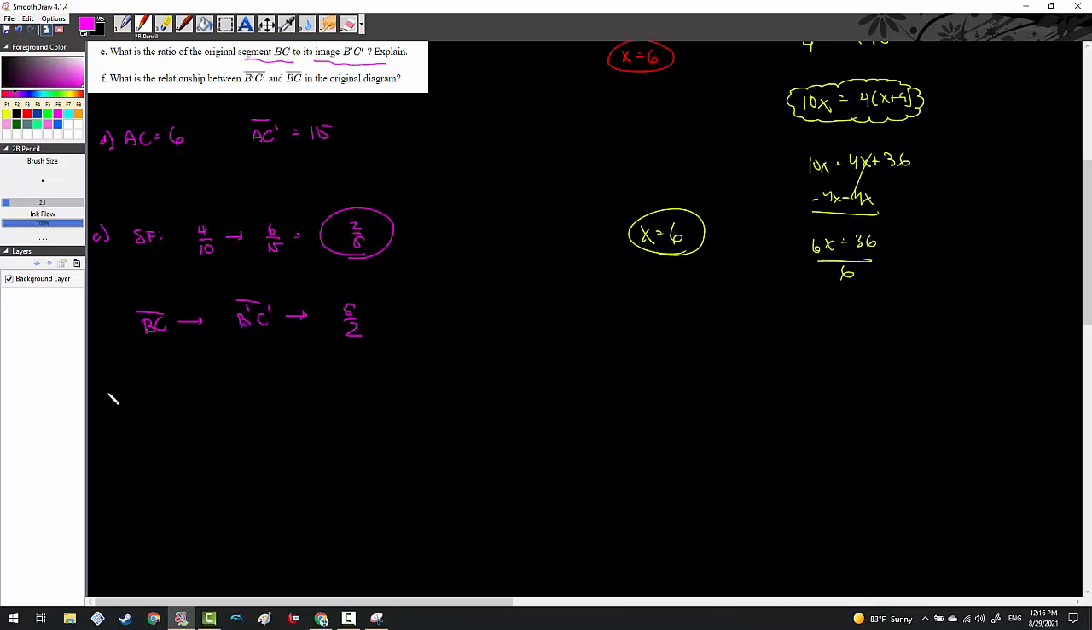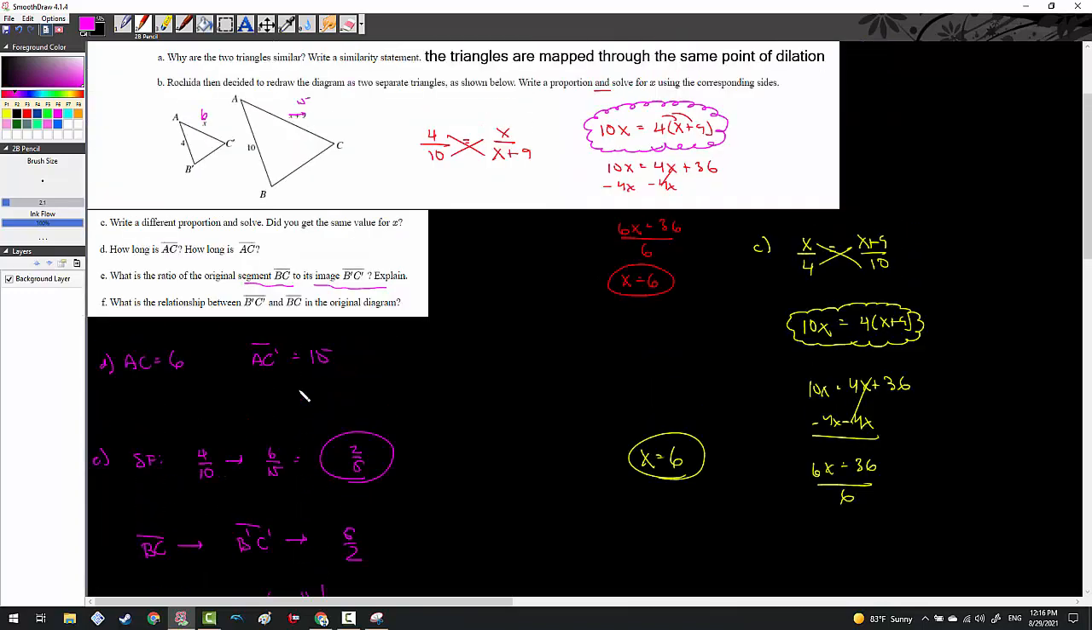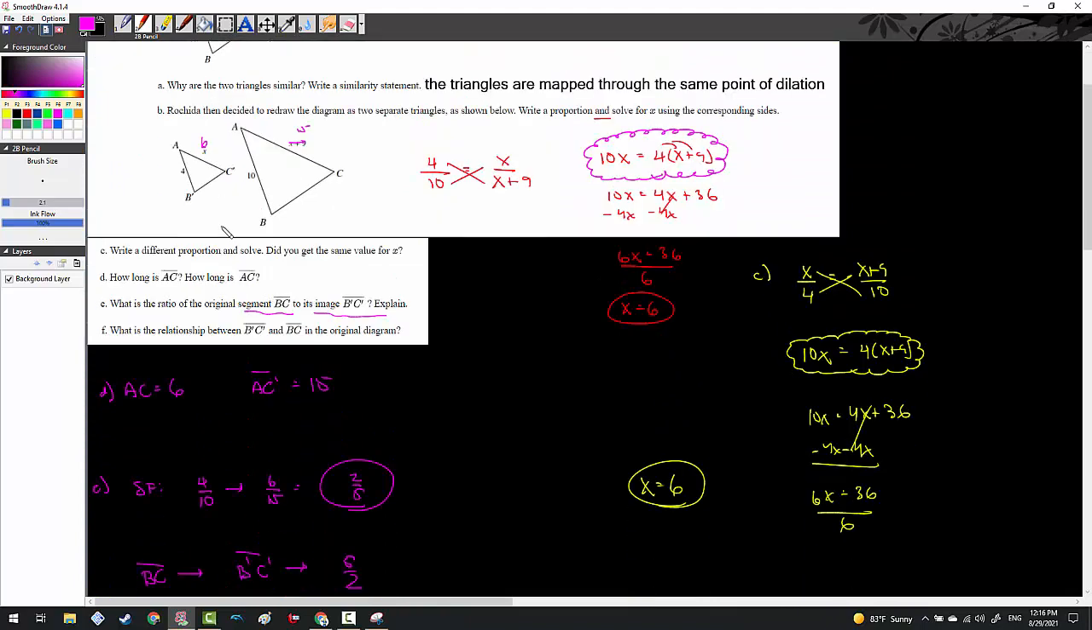And lastly, in F, they're asking us for the relationship between B prime and C prime. I mean, you could say they're proportional. They're proportional. And they're also parallel, because they pass at the same point of dilation, and they actually were part of the same triangle.